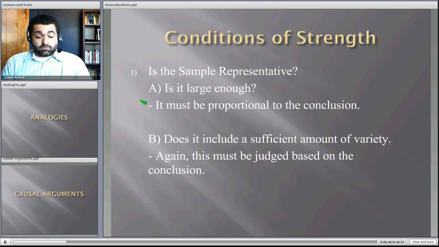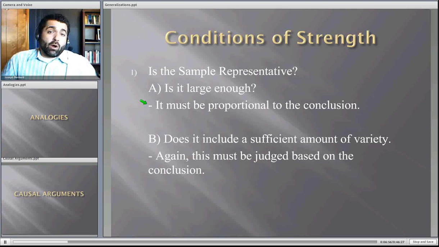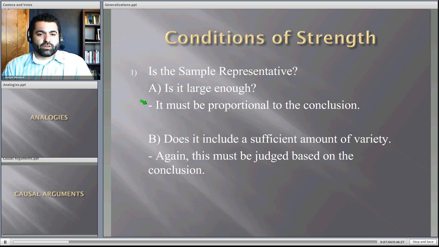Again, if I only want to know how NNU Republicans feel about the Obama administration, then polling only Republicans is perfectly appropriate. But if I want to know how all NNU students feel about the Obama administration, then it has to have more variety to it. So again, it takes these principles of critical thinking.